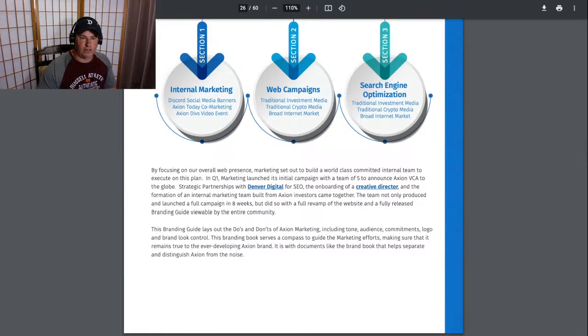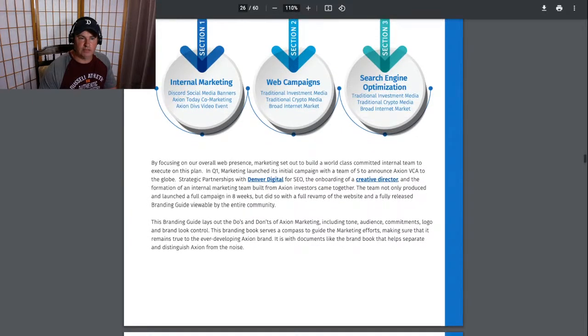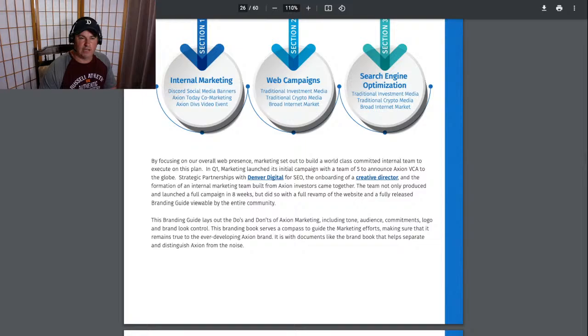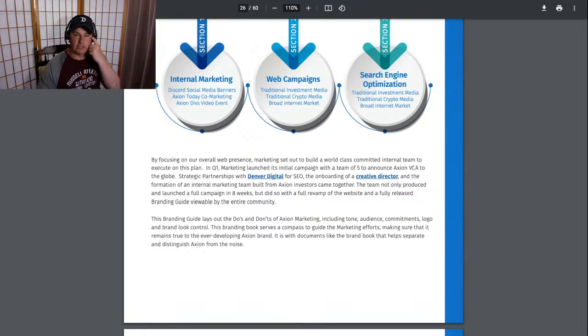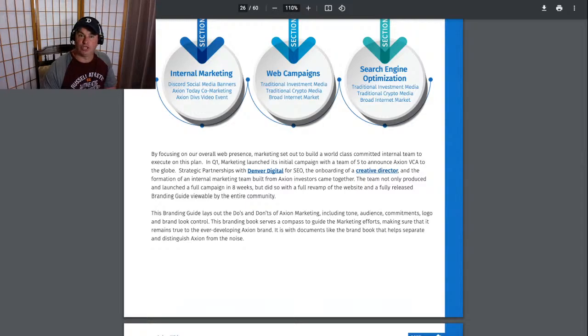By focusing on all of our web presence, marketing set out to build a world-class committed internal team to execute on this plan. In Q1, marketing launched its initial campaign with a team of 5 to announce Axion VCA to the globe. Strategic partnerships with Danger Digital for SEO and onboarding of a creative director, which is Joel, and the formation of an internal marketing team built from the Axion investors came together.